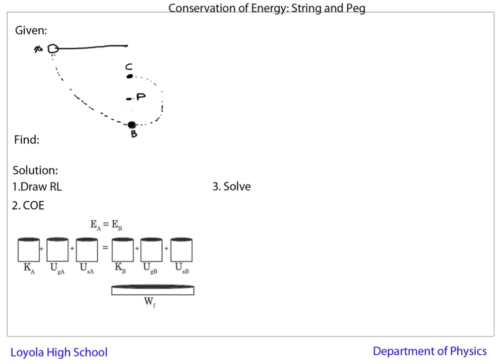And the questions you need to answer are: what is the velocity at point B, the bottom, and the velocity at point C?